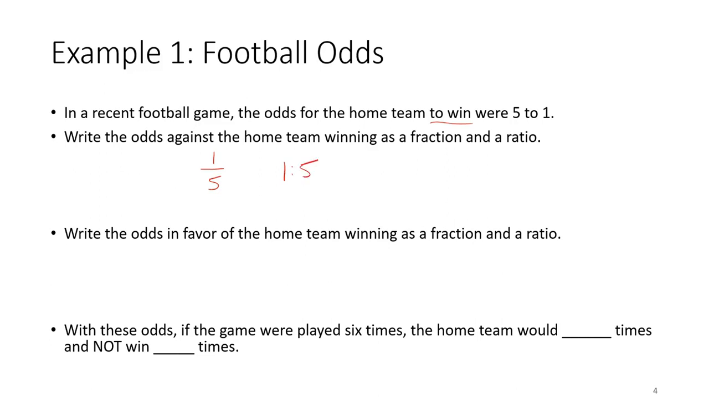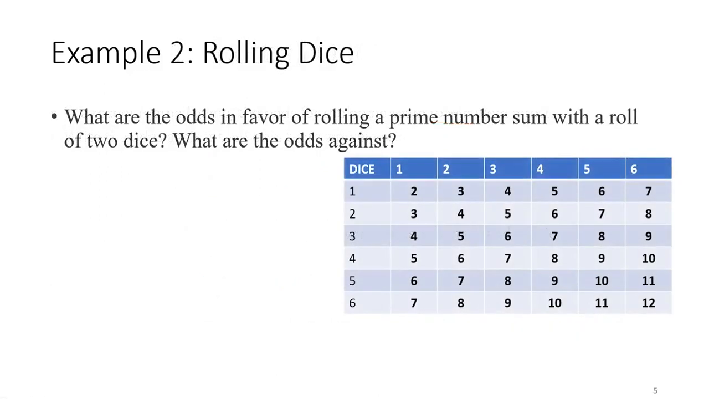If we want to write the odds in favor of the home team winning, well, that's 5-1, or 5/1 as a fraction. So what this means is that with these odds, if the game was to be played 6 times, then we would expect that the home team would win 5 of those times, and the home team would not win 1 time.